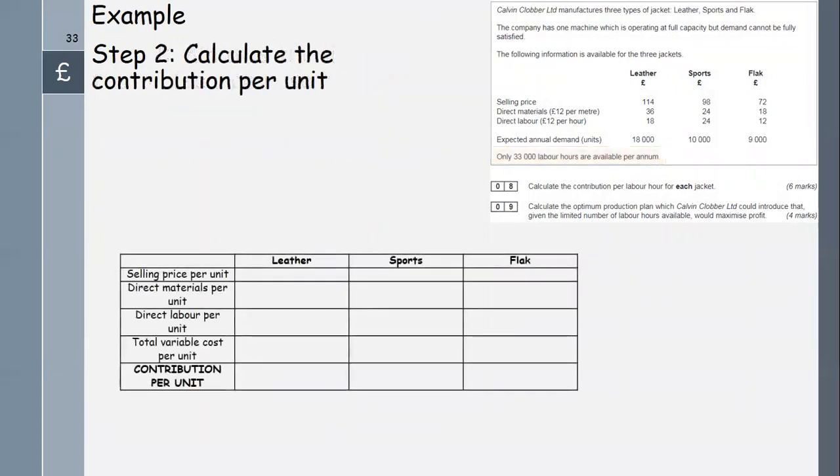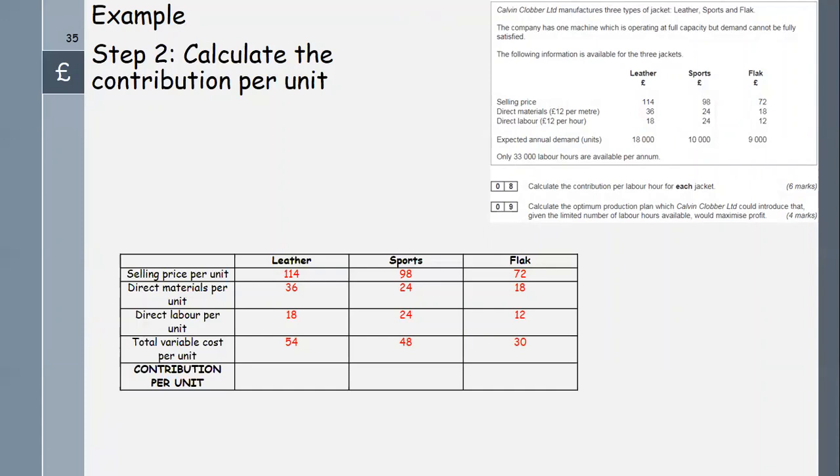The second one, we calculate the contribution per unit using the layout on the board. So we fill in the selling price, the direct materials and the direct labour per unit, just using the numbers from the question. We can work out the total variable cost just by adding the direct materials and direct labour, because they are variable costs, adding those together.